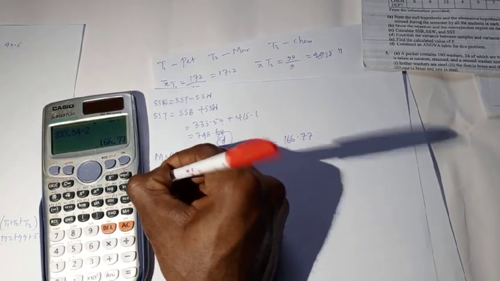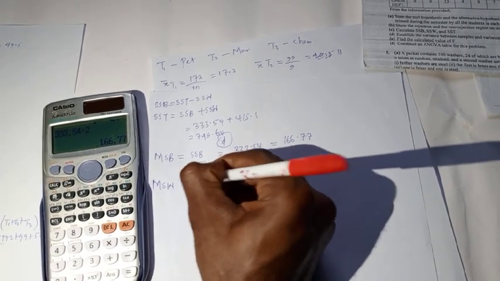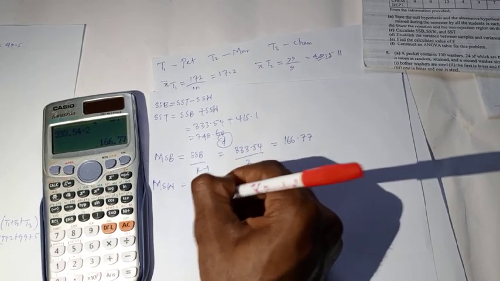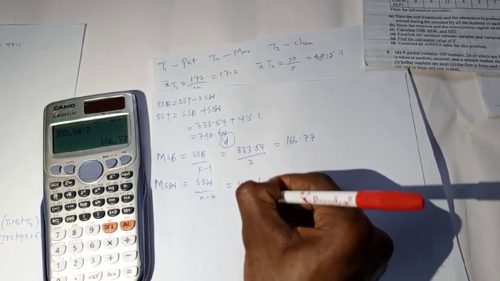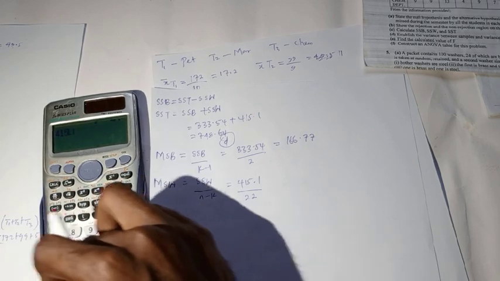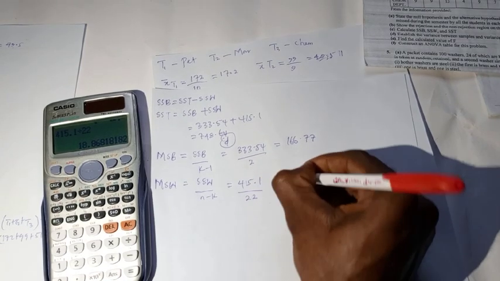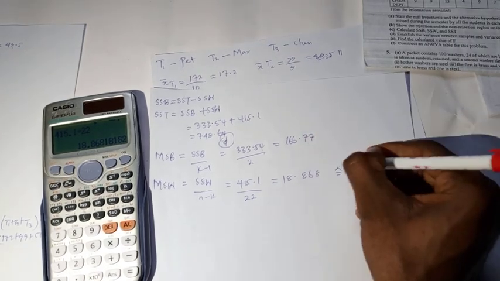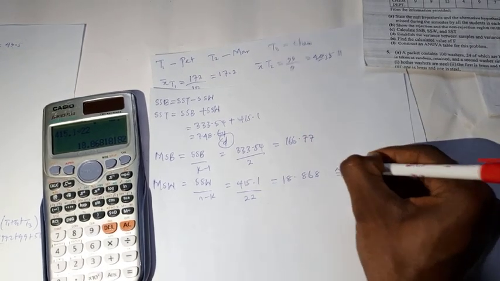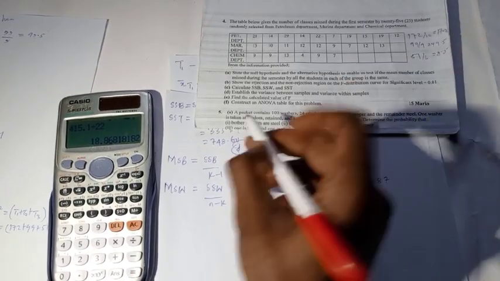333.54 divided by 2, we arrive at 166.77. Now our variance within samples, which is our MSW, is equal to SSW divided by N minus K, which is 415.1 divided by 22. So 415.1 divided by 22 gives us 18.868. I can approximate to 2 decimal places, since I'm working with 2 decimal places, to 18.87. We are done with the D part.